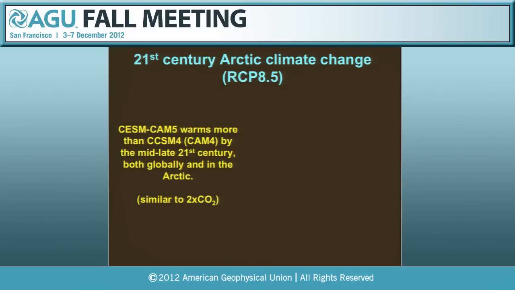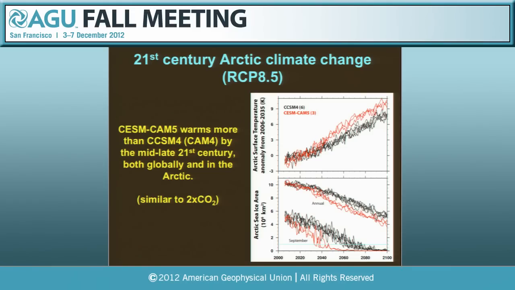What we saw was that what we learned in the two-times CO2 experiments also came out in these 21st century experiments, namely that the model that used CAM 5 warmed more than the model that used CAM 4, both globally and in the Arctic. Here's a time series of that. You can see, for example, this cyan line, which shows that the Arctic would go ice-free about 20 years earlier in the model with CAM 5 than in the model that used CAM 4.